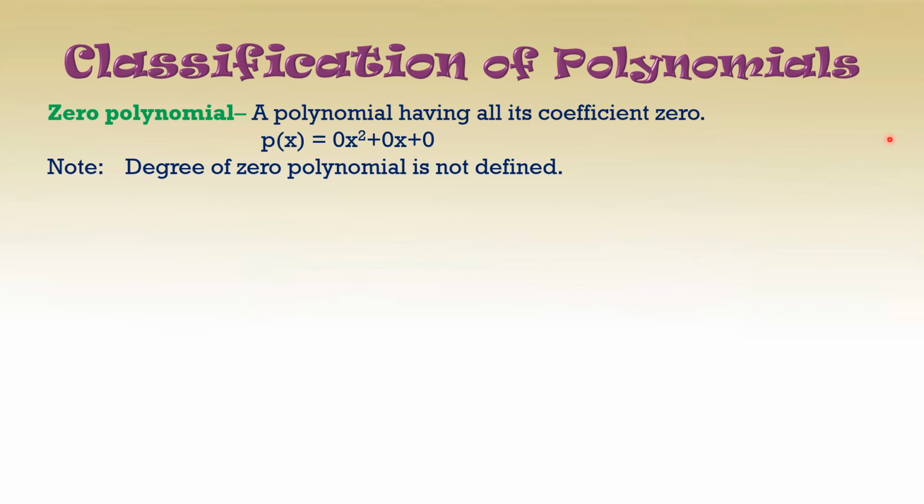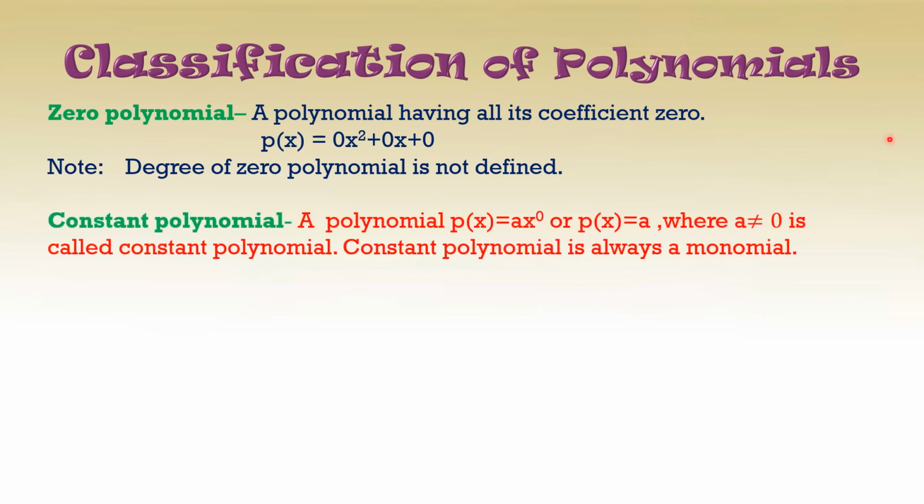Next is the constant polynomial. A polynomial p of x is equal to a x naught, or p of x is equal to a, where a is not equal to 0, is called a constant polynomial. And it is always a monomial. What was a monomial? A monomial is something which has only one term.